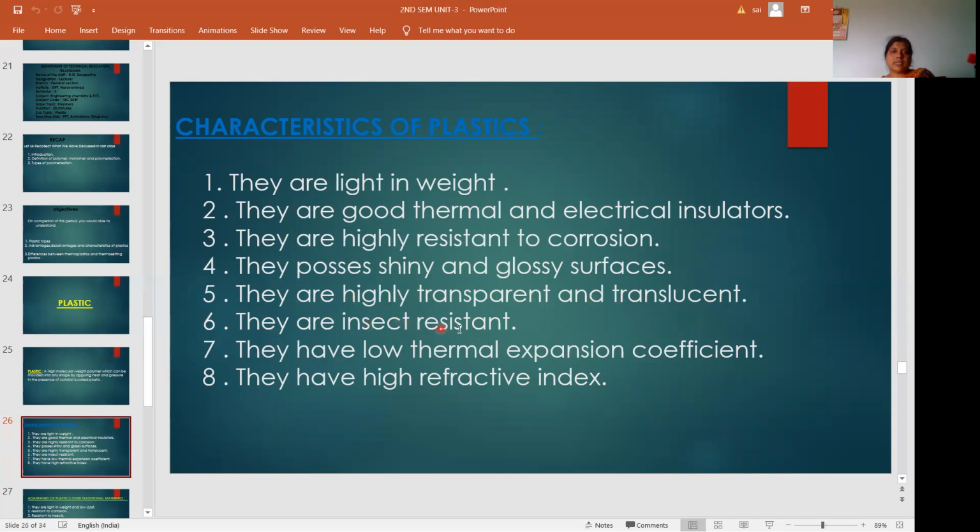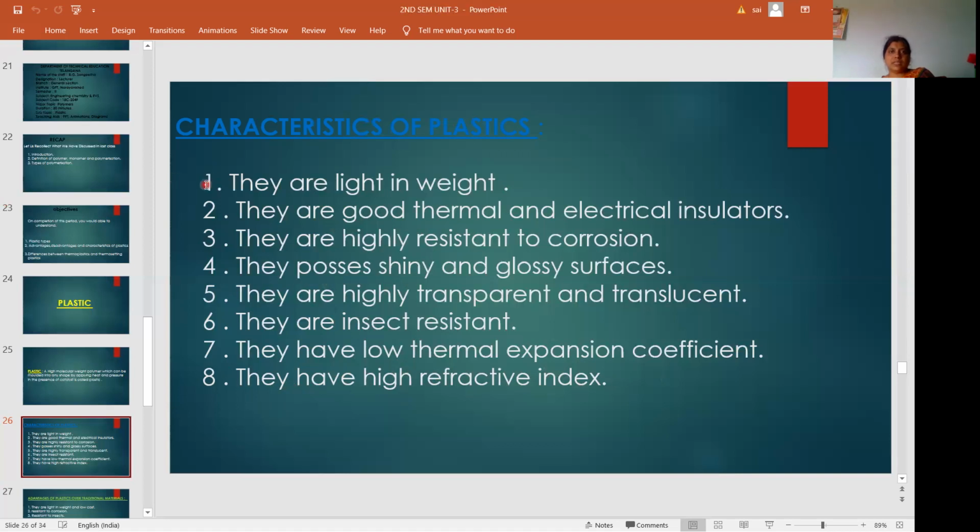They are insect resistant. That means they are not at all affected by insects. They have a low thermal expansion coefficient, so the thermal expansion coefficient is very small. They have a high refractive index. So these plastics have a high refractive index. These are some of the characteristics of plastics.